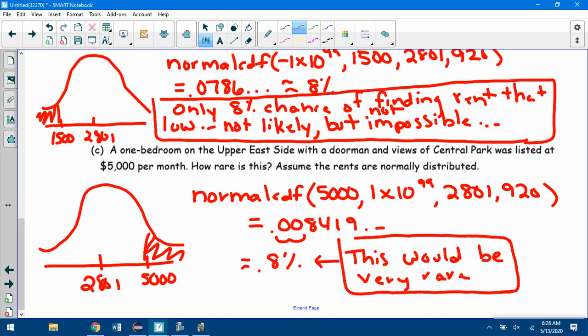Okay, so we've spent a lot of time explaining this normal CDF thing. Once you get the hang of it, these really are easy problems, so I hope that your homework goes well tonight. Give it a shot and let me know if you run into trouble.